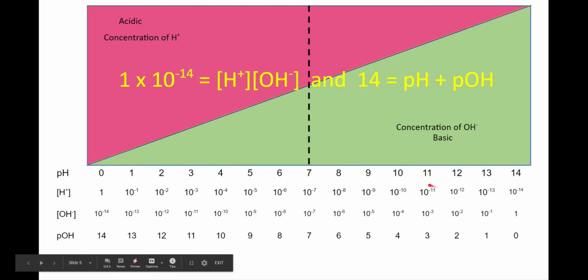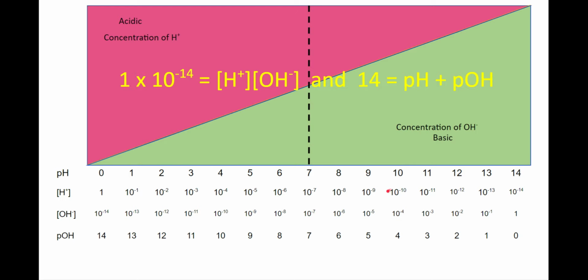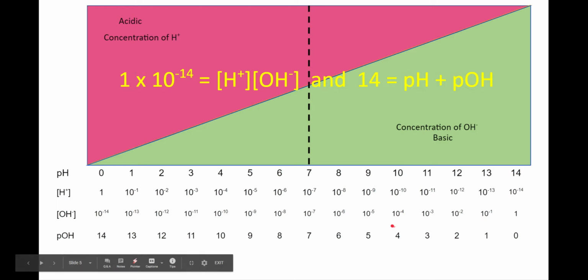Over here, we look on the basic side. This is the opposite one. You've got a very small concentration of acid, and then over here, you've got a very large concentration of hydroxide ions or base. So this is going to be a basic solution.